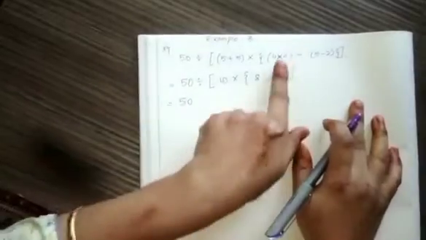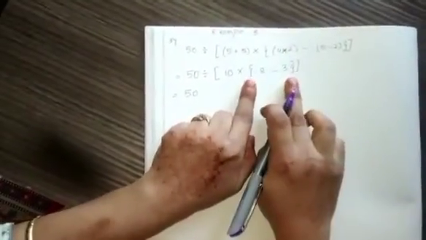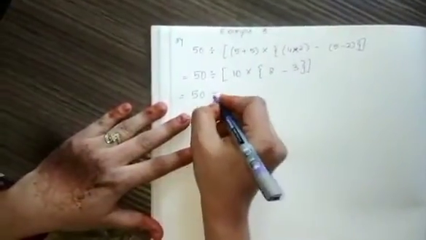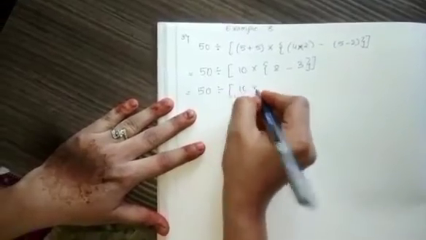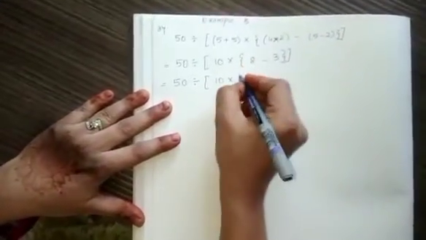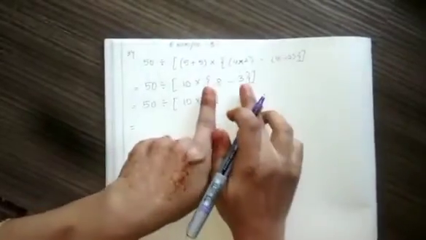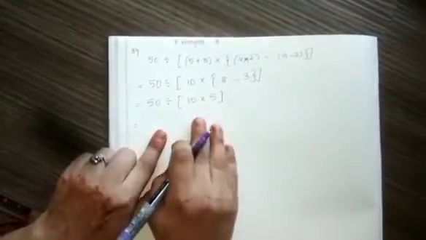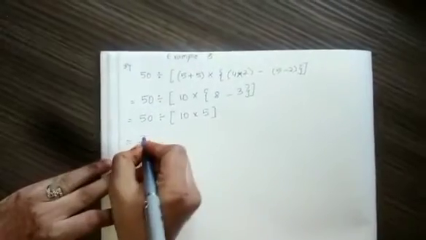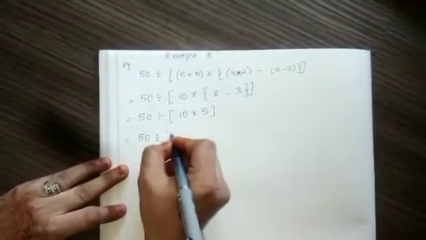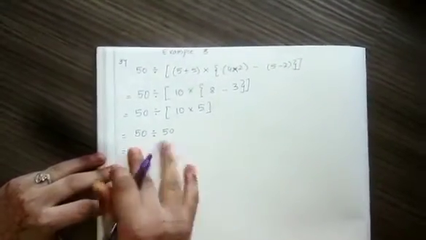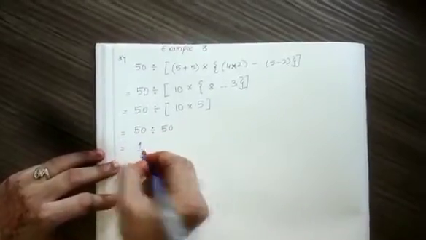Now after we are done with the round brackets, we are going to solve the curly brackets. 8 minus 3 will give you 5. So here again we are done with the curly brackets. Now we are going to solve the square brackets. So 50 divided by 50 will give you 1.